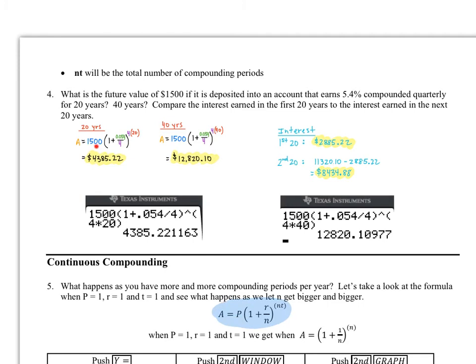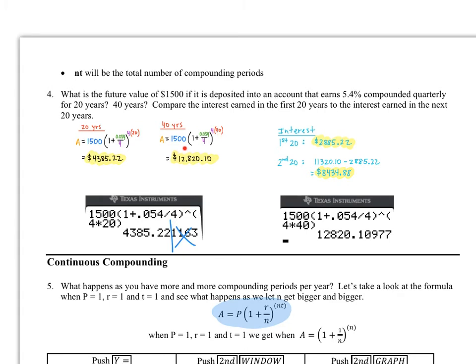So we have 1,500 times 1 plus our rate over n. It's compounded 4 times each year, and we raise it to the 4 times 20 because it's sitting in that account for 20 years. Throw that onto your calculator, and again, we don't even look after the second decimal. Okay, so we cut it off after 2 decimal places, and we get $4,385.22.